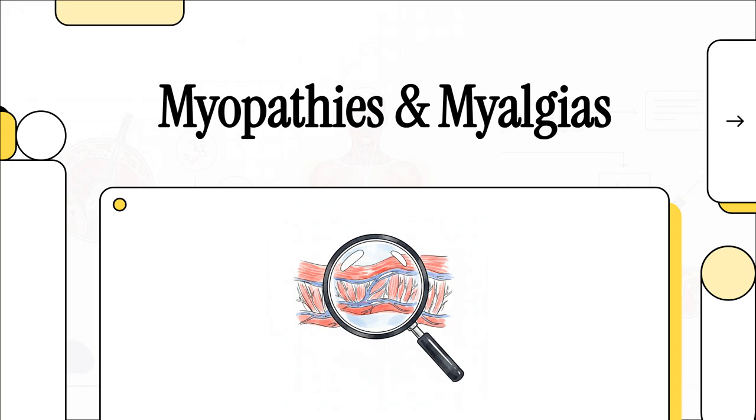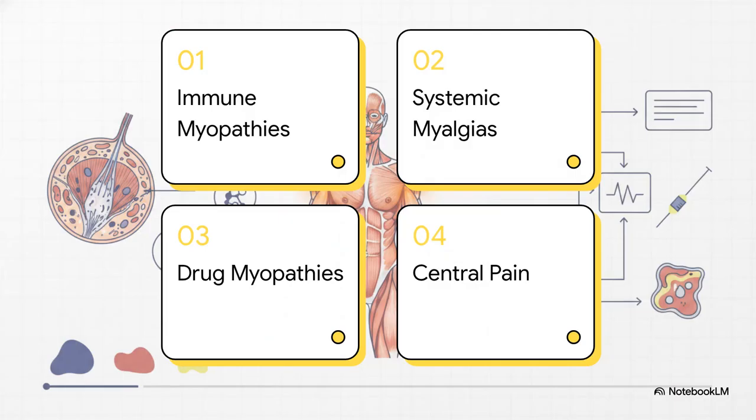To secure a perfect Step 2 CK score on muscle pathologies, you have to absolutely master the exact physiological mechanisms and definitive board traps for inflammatory myopathies. So let's dive right into the high-yield diagnostics. Our agenda today covers 4 key areas. We're looking at true immunological myopathies, systemic inflammatory myalgias, drug-induced myopathies, and finally, central pain modulation.